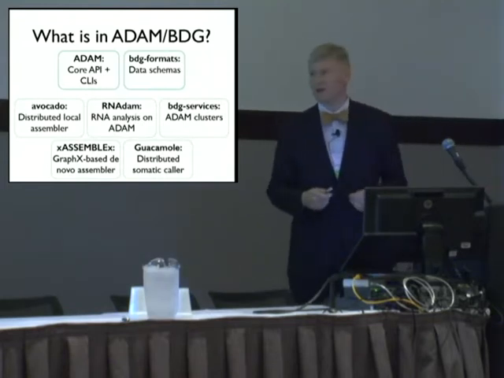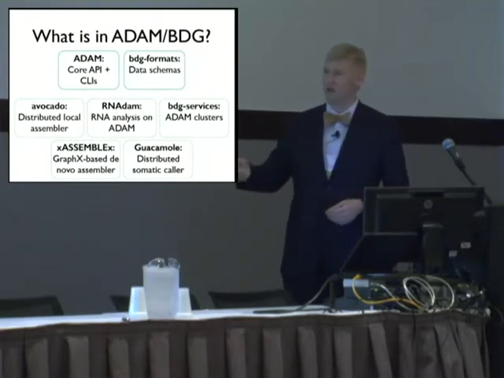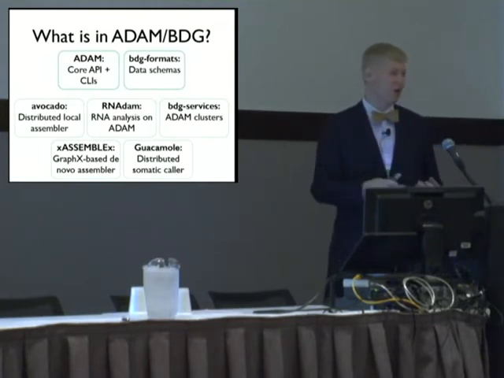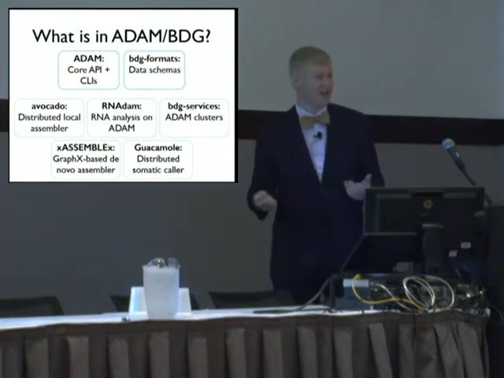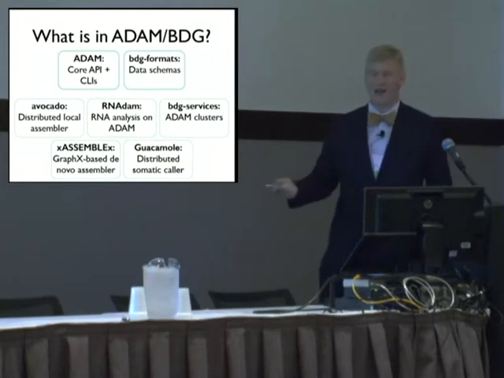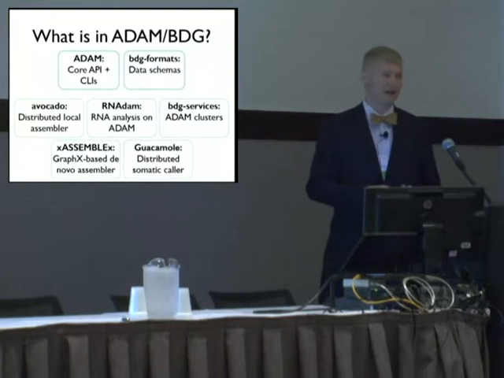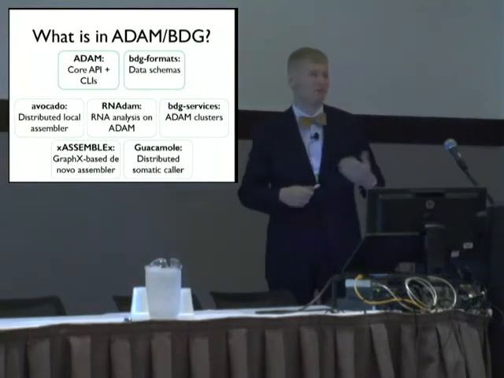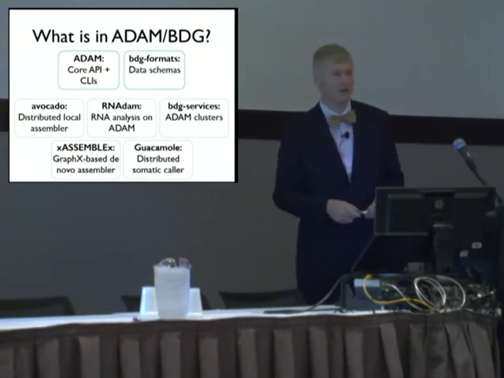On top of this, we've been building a lot of tools recently. I've been working on a tool called Avocado, which is a distributed local assembler. This is a variant calling tool similar to the HaplotypeCaller in the GATK. Yesterday at the hackathon, we were working on RNAdam, an RNA analysis package built on top of ADAM. We were working on a distributed implementation of the deFuse algorithm for calling fusion transcripts.